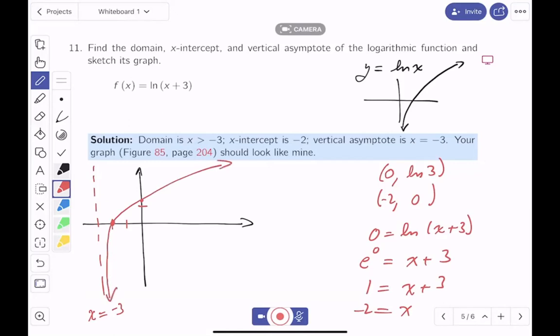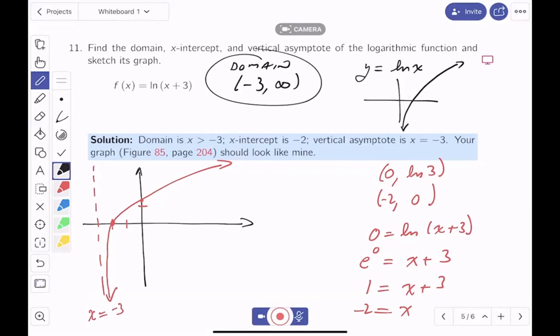Okay, got that covered. Now let's say the domain. Let's write the domain down: minus 3 to infinity. Domain is done. We'll look at the key later.